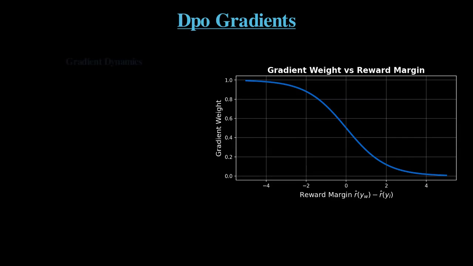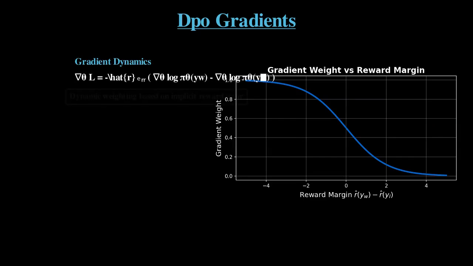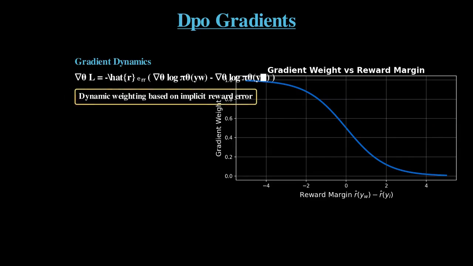Let's examine the gradient of this loss. When you differentiate the DPO objective with respect to the policy parameters, you uncover a beautiful weighting mechanism. The gradient is the difference between the gradients of the log probabilities of the winning and losing tokens, scaled by an implicit reward error term. If the model is currently assigning a higher implicit reward to the losing response, this weight approaches 1, forcing a strong update. If the model already confidently prefers the winner, the gradient gracefully decays to 0.